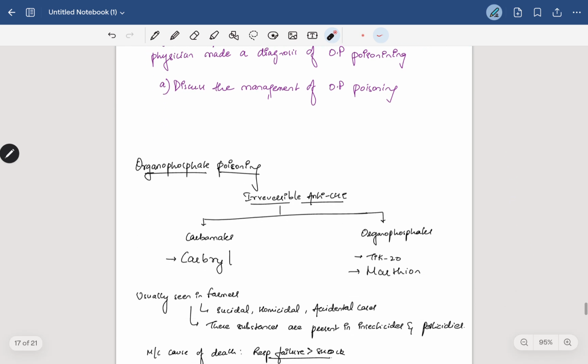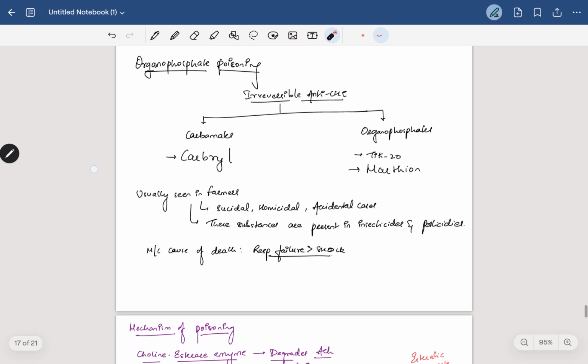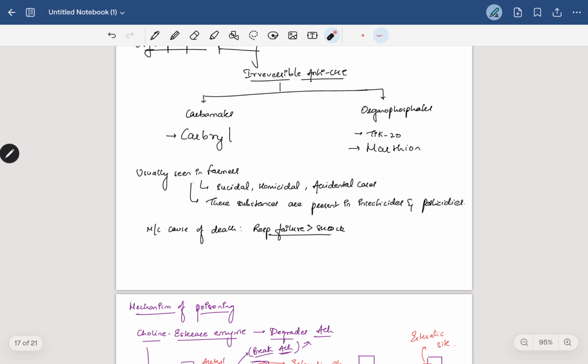Organophosphate poisoning comes under the heading of irreversible anticholine esterases. Examples of irreversible anticholine esterases are carbamates and organophosphates. An example of a carbamate is carbaryl, and organophosphates can be TIK-20 and malathion. Organophosphate poisoning is usually seen in farmers. It can be a suicidal case, a homicidal case, or an accidental case. These substances are usually present in insecticides and pesticides.